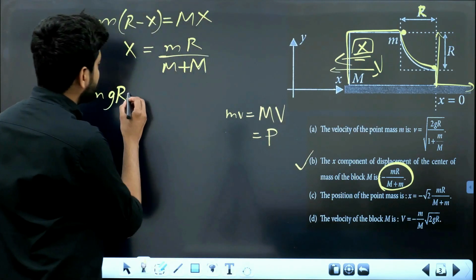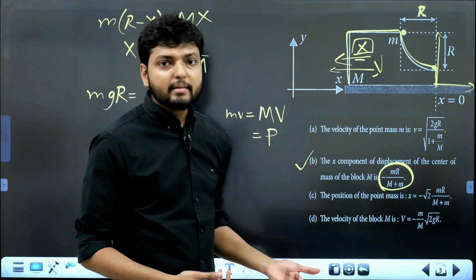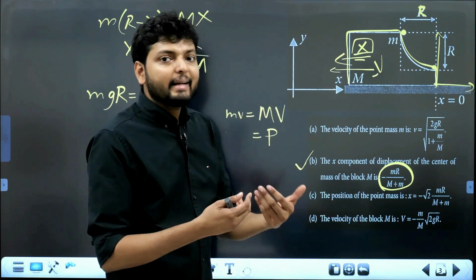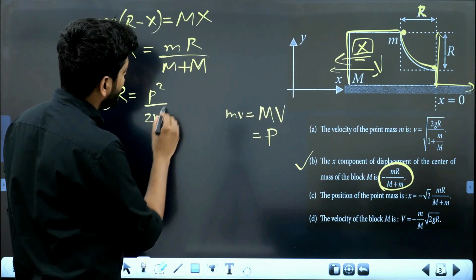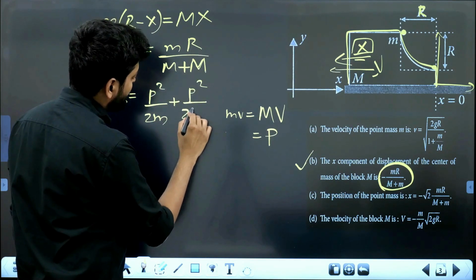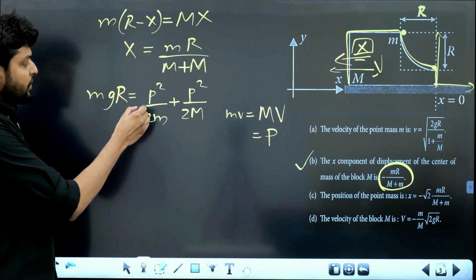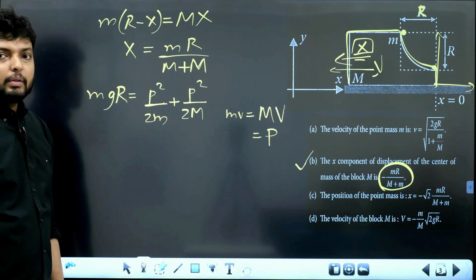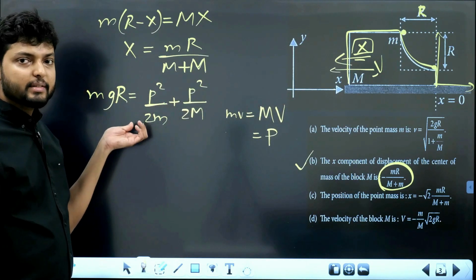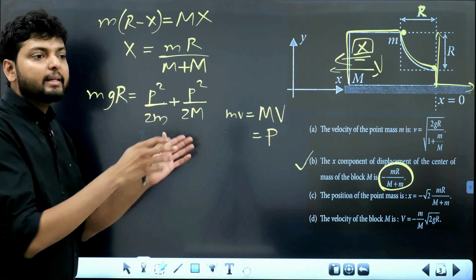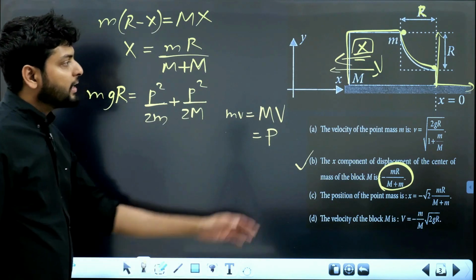So let us use that. So this potential energy is equal to kinetic energies of the block and the point mass. So I am directly writing them as P square by 2 small m plus P square by 2 capital M, right? Now individual velocities have been asked. You just need to find out P from this equation and divide by the respective masses. You will get the velocities, and these velocities will be from the ground frame.